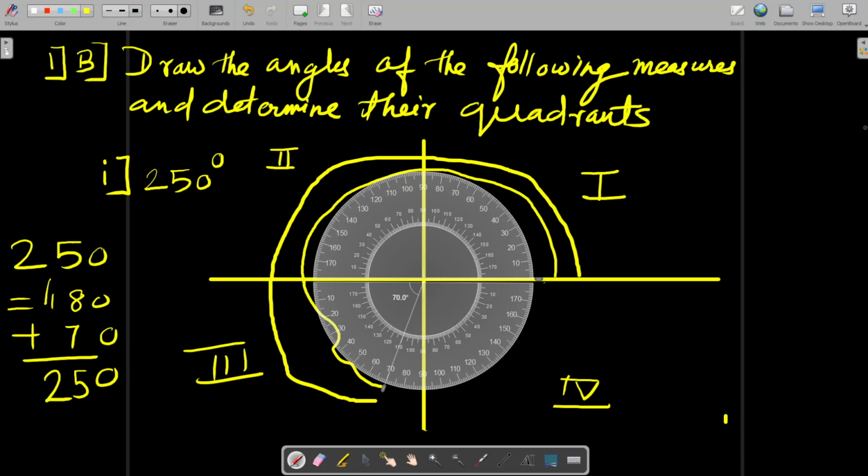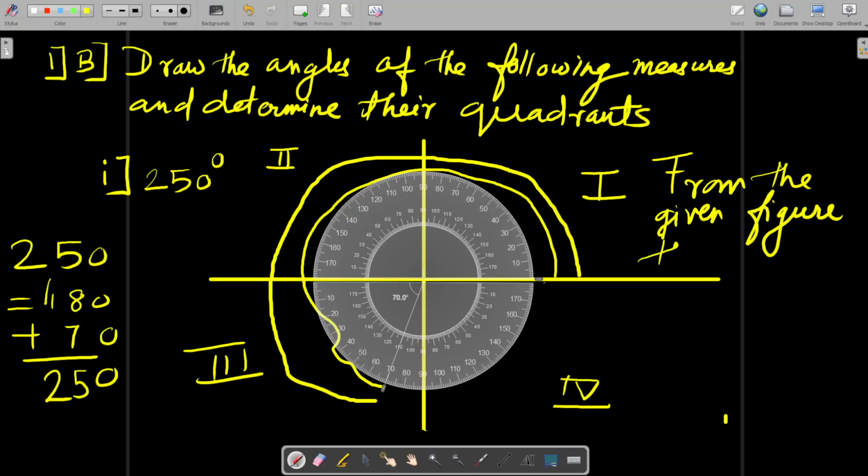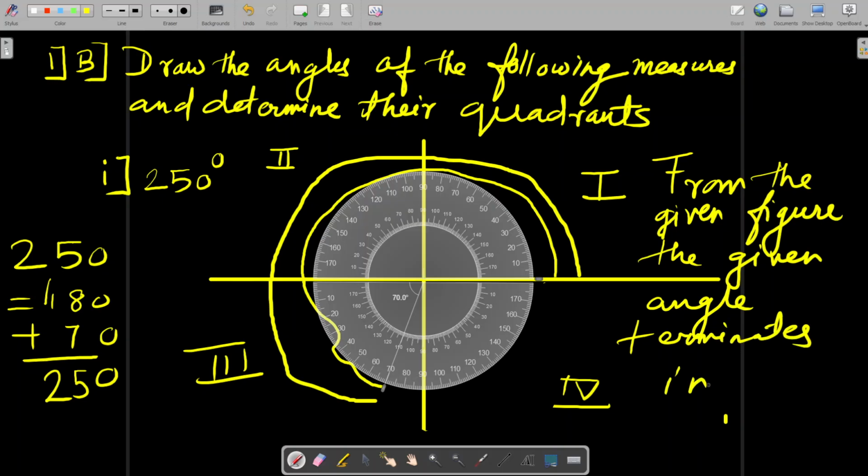So what can we write? Here I can write: from the given figure, the given angle terminates in third quadrant. Got it? So this was example number 2.